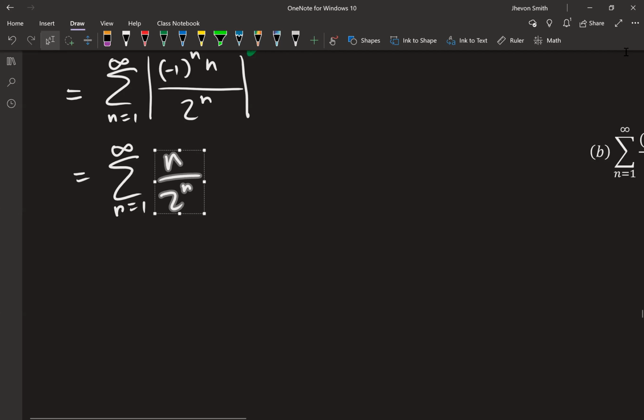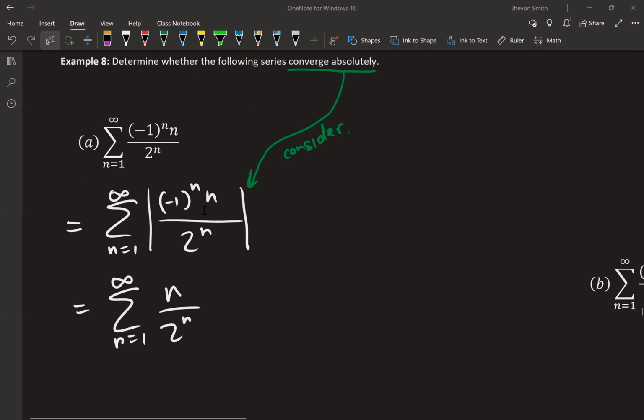How did I get n? The n was always there. It was in the problem. Yeah, the n was there in the beginning. Me throwing the absolute values around it kills the -1 to the n, right? It gets rid of all the negative signs because I put in absolute values. So now I get this, and this formula is my an.